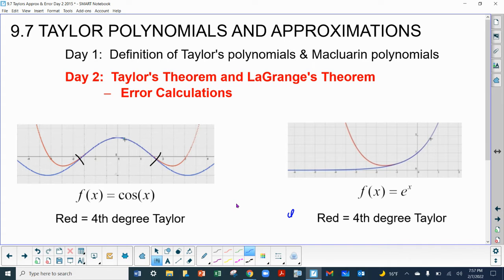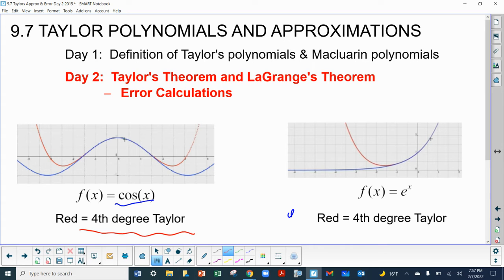So the big idea that we're seeing is the blue curve is our cosine curve. And if I created a fourth degree Taylor for cosine and plotted it out, you'd see the red curve. Well, within a certain region, it's hardly distinguishable between the red and the blue curve. But as I move away from my center point, you do start introducing some error.